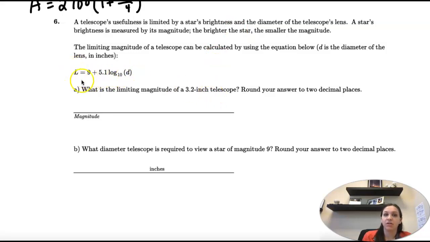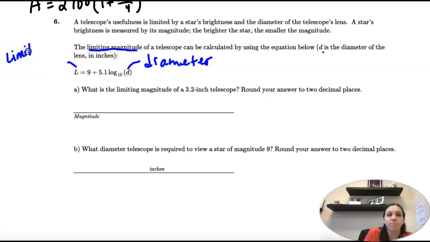Okay, so it's a logarithmic equation, and the limiting magnitude of a telescope can be calculated using this equation, where d is the diameter, and L is the limiting magnitude. That's what this equation tells us. Okay, and then the rest is just numbers. So what is L? That's what we're trying to find.